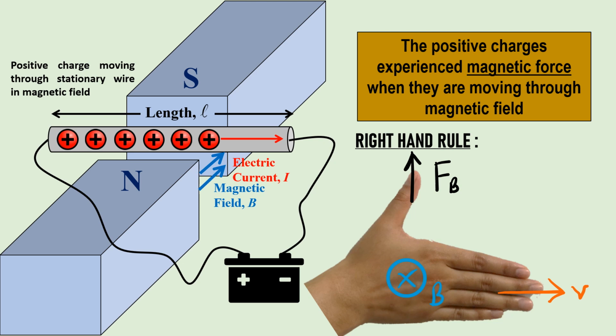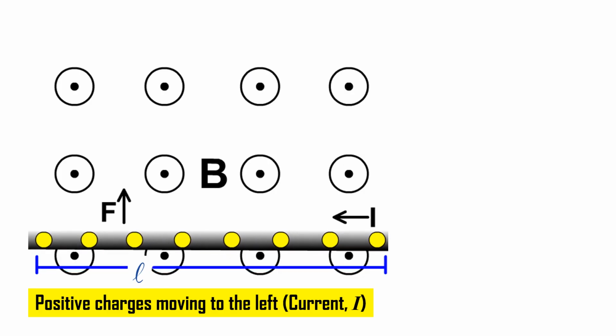So the magnetic field in this case is into the page, like this arrow here, because the direction of magnetic field is from north towards the south. If you can't recall what the right-hand rule is, please refer to the previous video. So let's try this out.